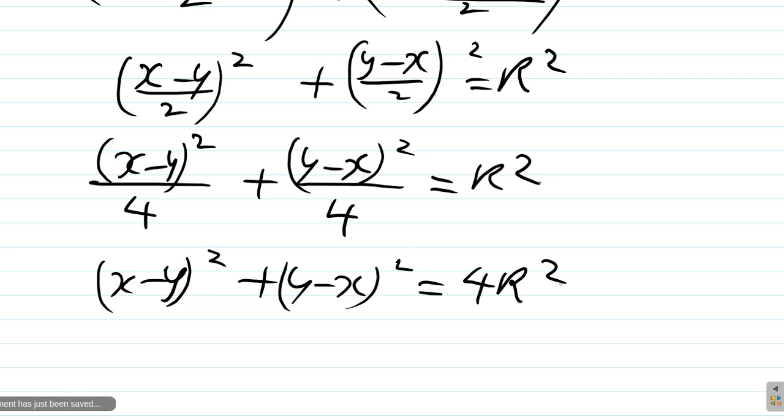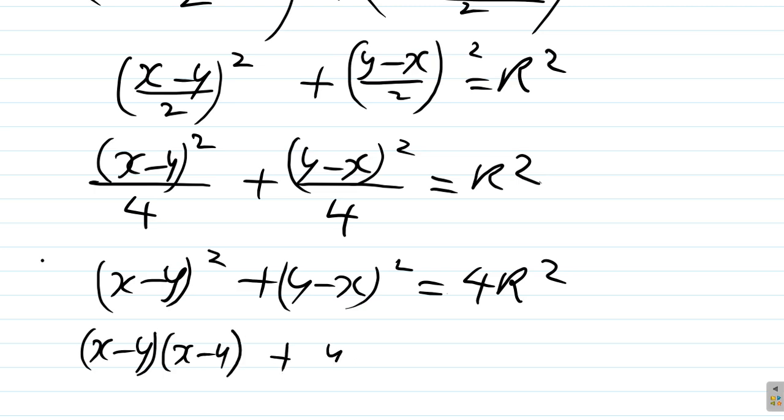So that's what you have there, right? Now, we want to multiply out the square parts. So let's see. (x minus y) times (x minus y) plus (y minus x) times (y minus x) equals 4r squared, right?